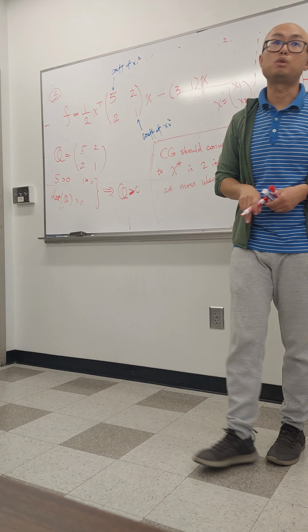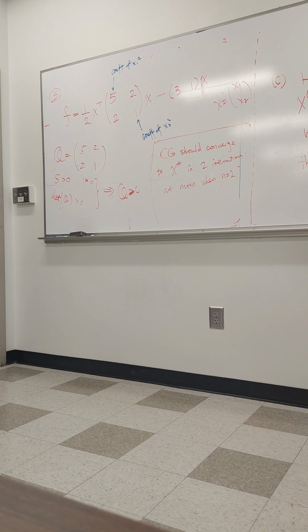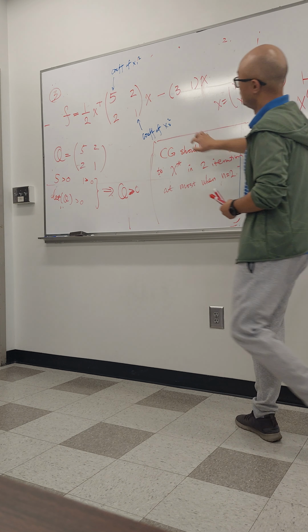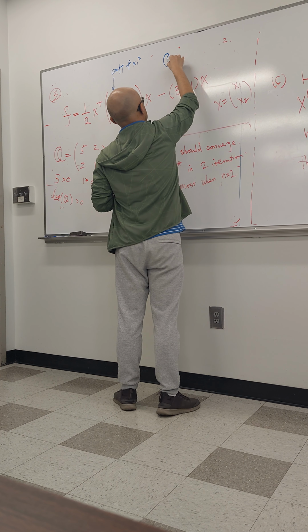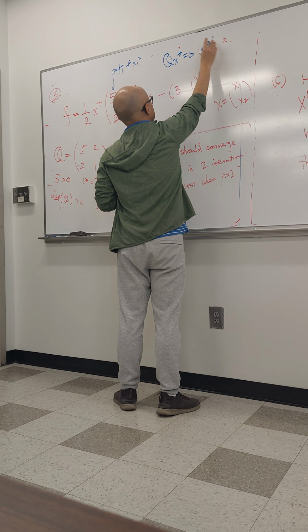When the dimension is 2. Okay. So in our exam, this is like a guarantee: when we plug in CG, if we're getting far away... So for example, for this problem, the minimizer x star should satisfy Qx star equals b.